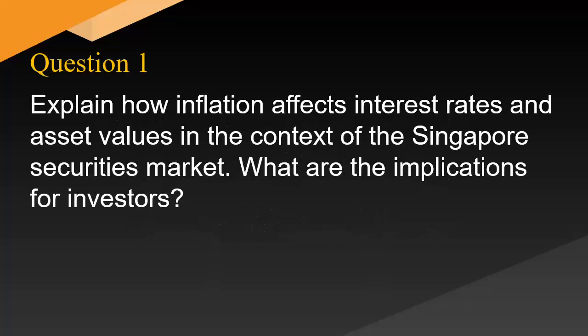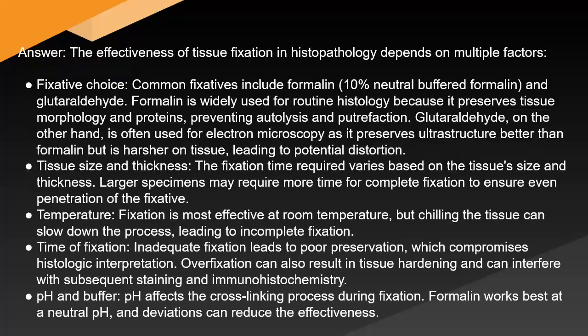What are the primary factors that influence the effectiveness of tissue fixation in histopathology, and how do different fixation methods, e.g., formalin, glutaraldehyde, affect the tissue structure and diagnostic quality? Answer: the effectiveness of tissue fixation in histopathology depends on multiple factors.